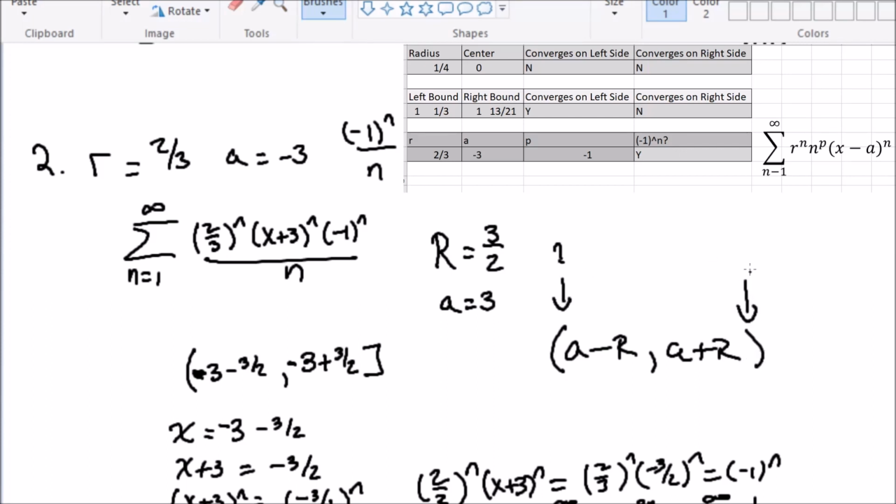And then what happens at the endpoints, I just use my previous chapters. We're using the alternating series test, we're using the p-test, whatever we have to, to determine the endpoint convergence. So that's how I break it down.